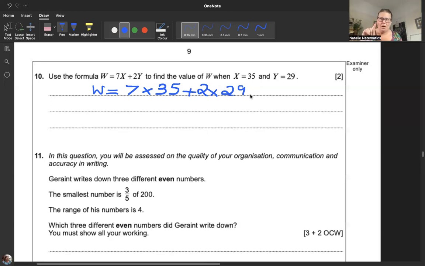The next mark will be for actually doing that calculation correctly. So 7 times 35 is 245. And I'm going to add to that 2 times 29, which is 58. So the end answer is 303.